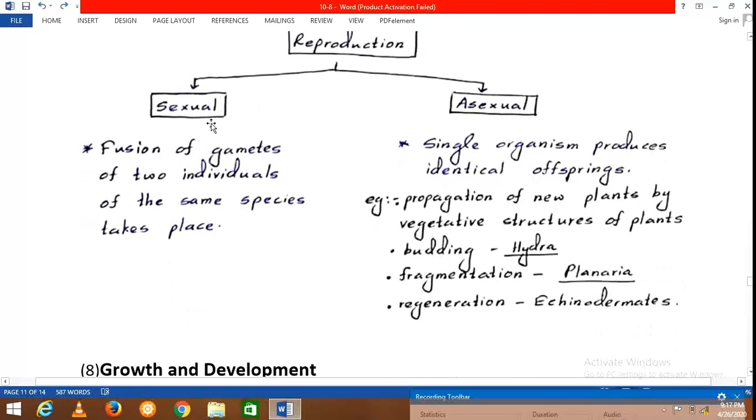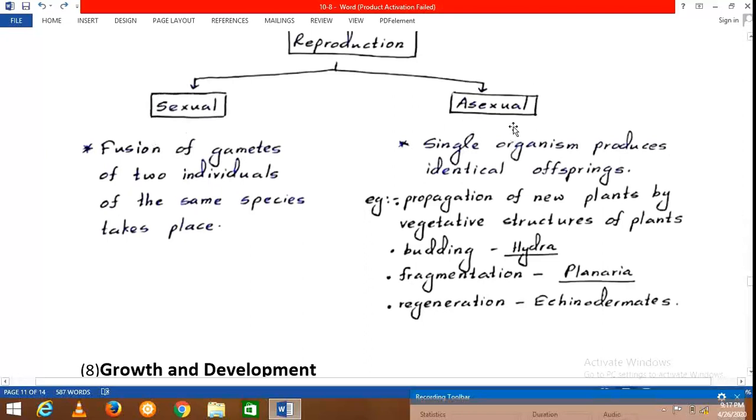During sexual reproduction, fusion of gametes of two individuals of the same species takes place. There are two individuals, a male individual and a female. So the gametes will fuse during sexual reproduction. In a coming unit, you have to learn about sexual reproduction separately.